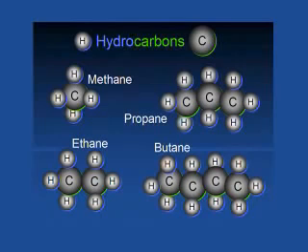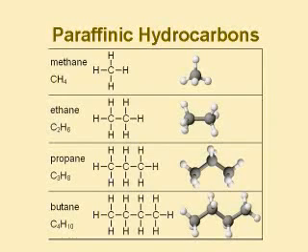Methane is a simple 1 carbon with 4 hydrogen atoms. The 2 carbons plus 6 hydrogens we call ethane. 3 carbons plus 8 hydrogens we call propane. 4 carbons plus 10 hydrogens is butane, etc. These straight-line molecules are called the paraffinic molecules.